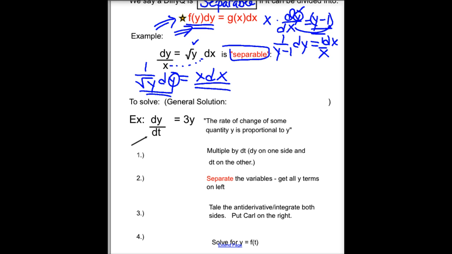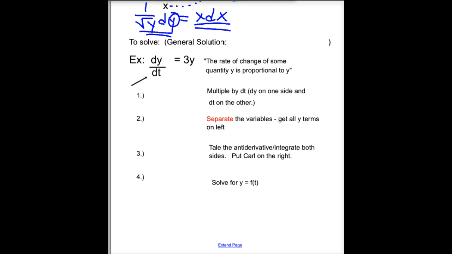So here's what we call a method for finding the general solution to a differential equation. Right here I've got a differential equation. I have y changing over time, and if I were to read out what this means in words, I'd say the rate of change, the derivative of y, is proportional to y. It's actually 3 times y, so it's dependent on the amount present at the given time.